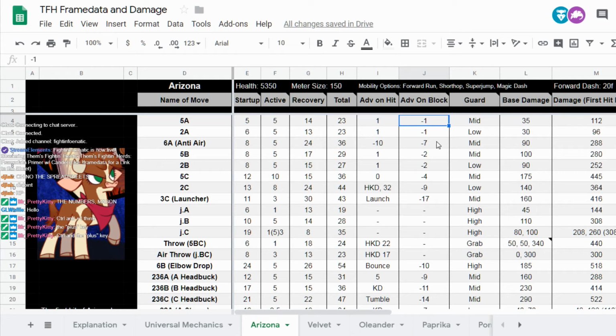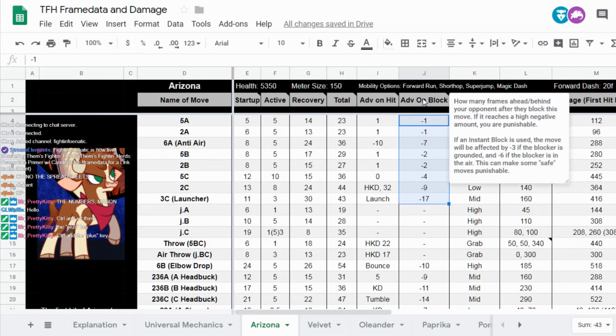So, anyway, this is our most important thing to know here. These are the two most important values in terms of frame data. I'm not saying that none of the other values are important. They are important. But the two that you're going to be looking at the most when you're looking at frame data are startup and advantage on block.